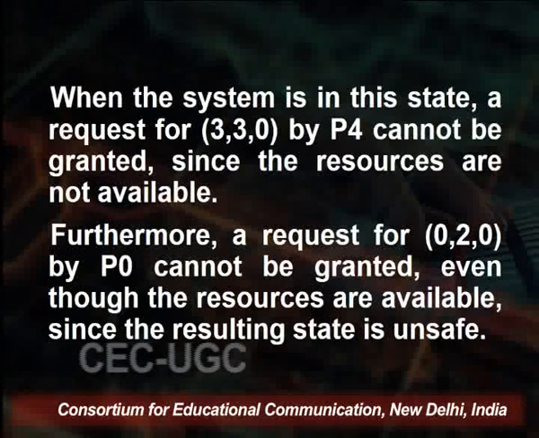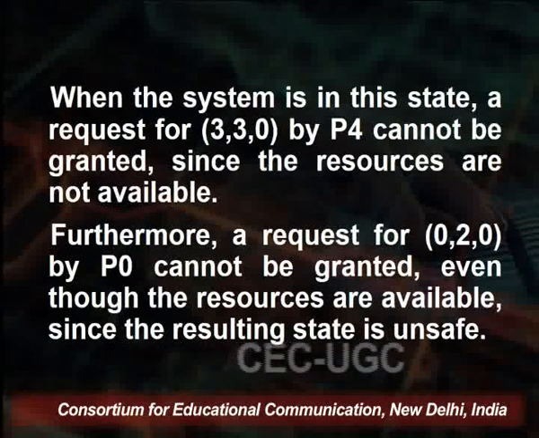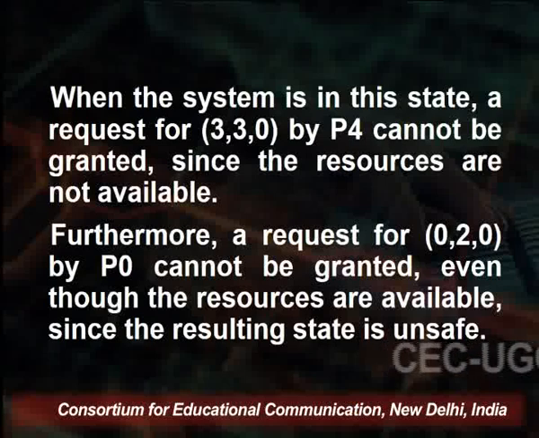So when the system is in this state, assuming it is in the safe state and we are moving forward, there is another process request for 330. This cannot be granted because it is more than the availability. We don't have 330 for A, B, C. So whatever P4 is requesting is more than the availability, so we surely cannot grant it.